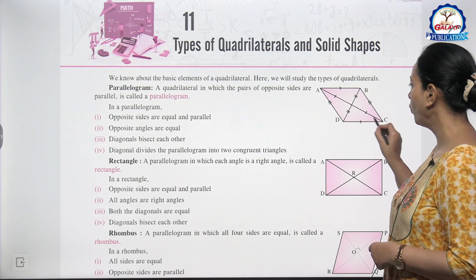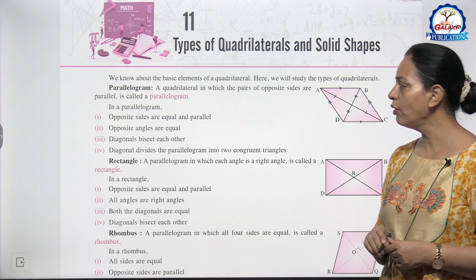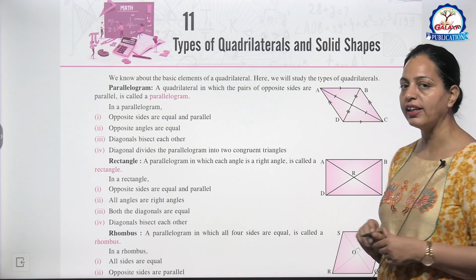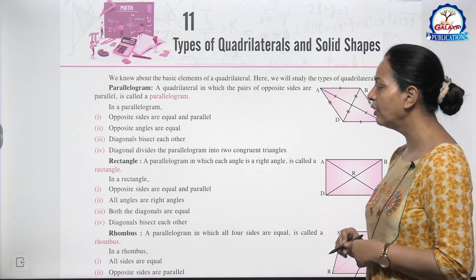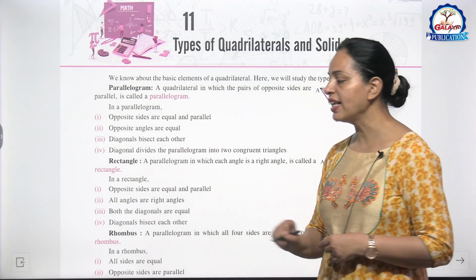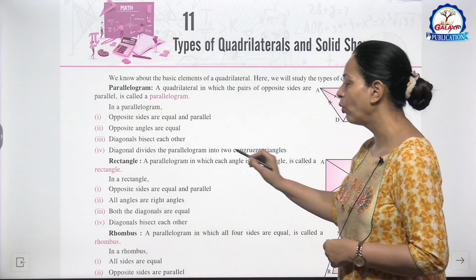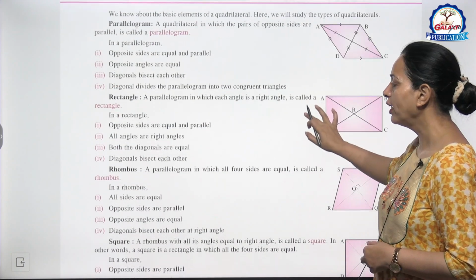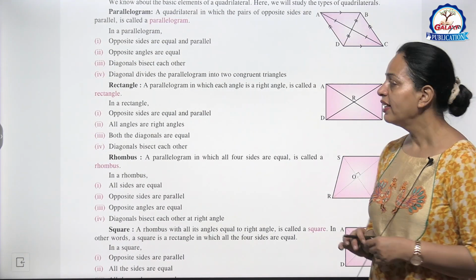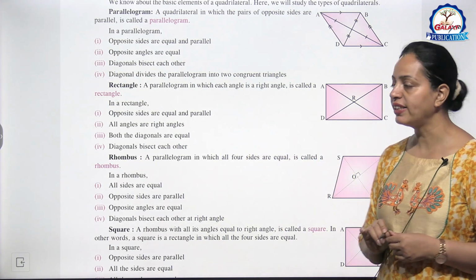Right? So you can see over here, these are diagonals AC and BD. Okay, opposite angles are equal, opposite sides are equal and parallel, and diagonals bisect each other, and diagonal divides the parallelogram into two congruent triangles. Now the next is rectangle. Rectangle, a parallelogram in which each angle is 90 degree.